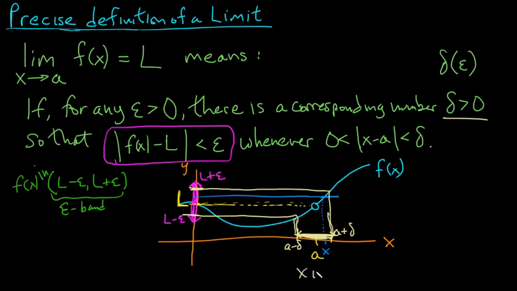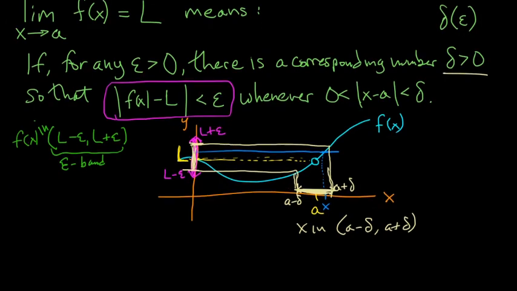So whatever delta this is, if my x is inside the interval from a minus delta to a plus delta, you can see that's good enough, because f of x will be within this epsilon band here. Okay, so that's the idea. Now let's see if we can actually do an example of this.